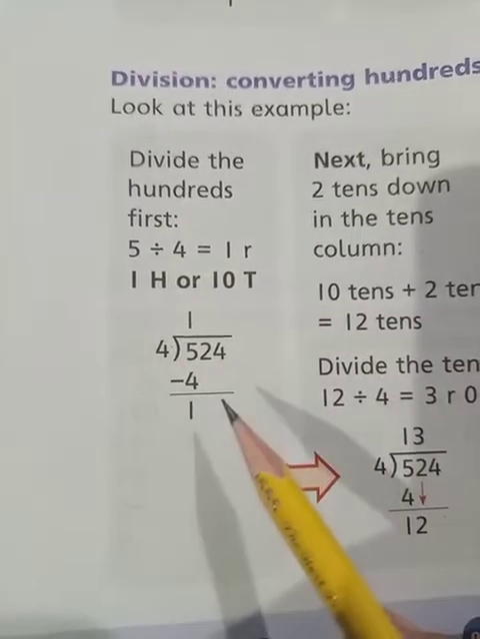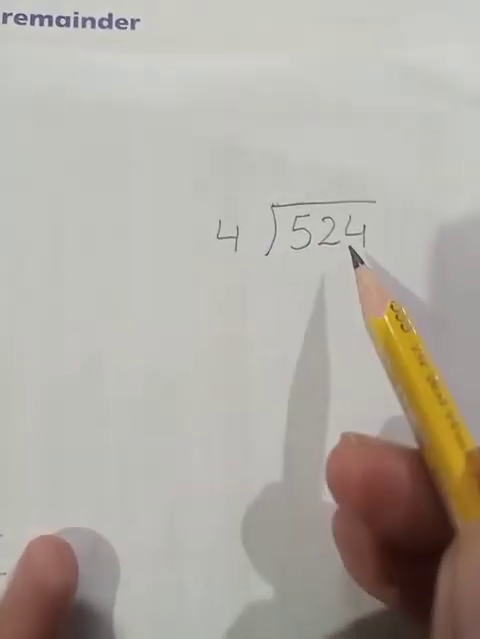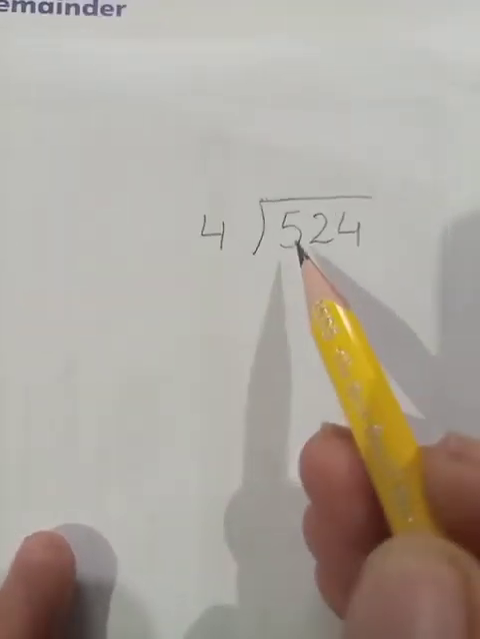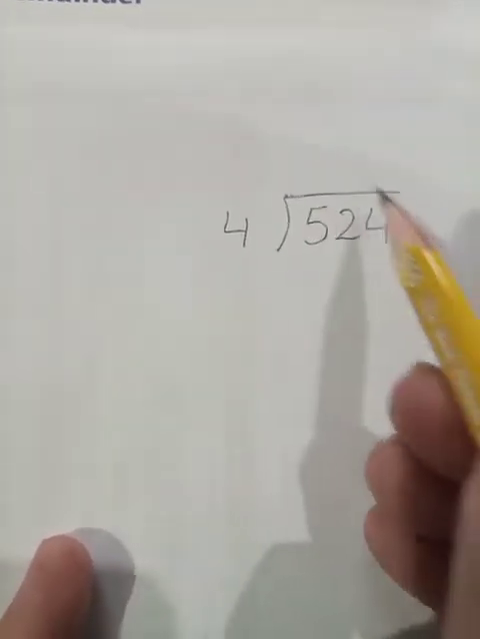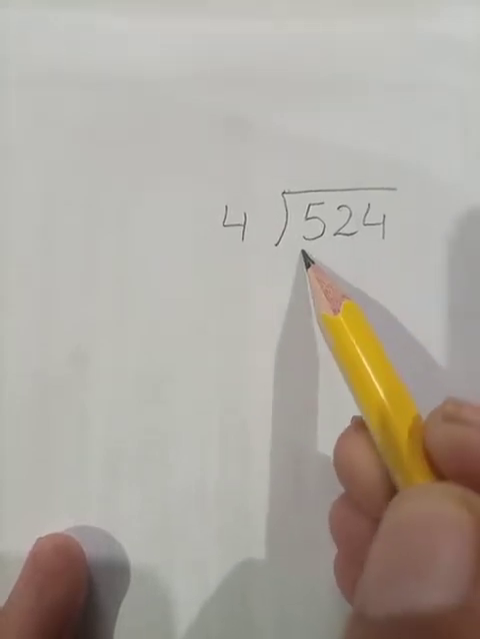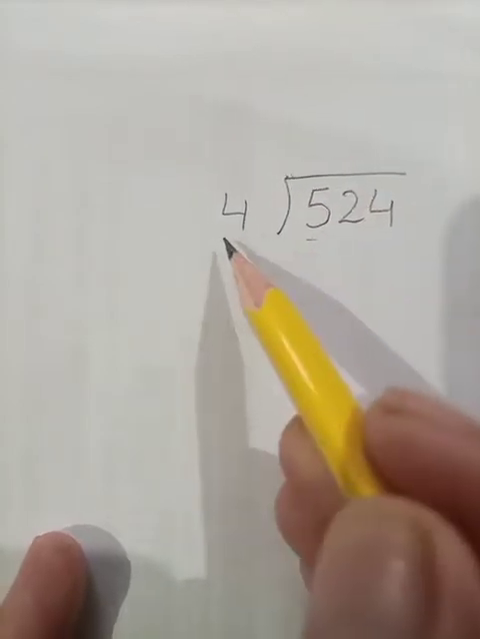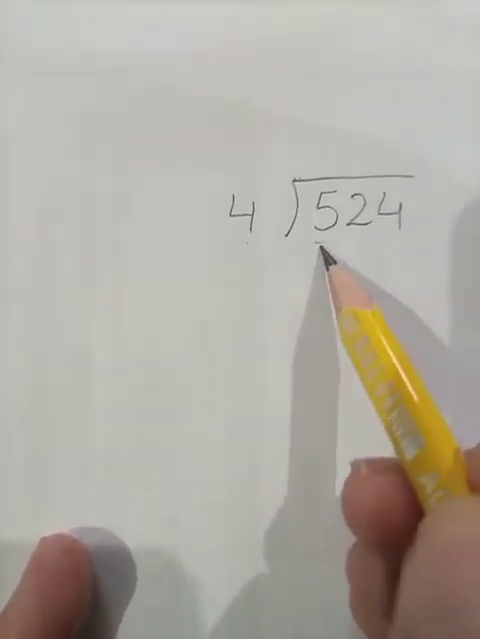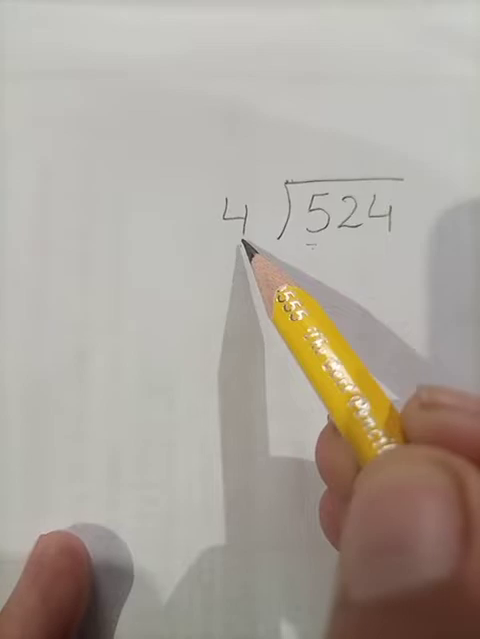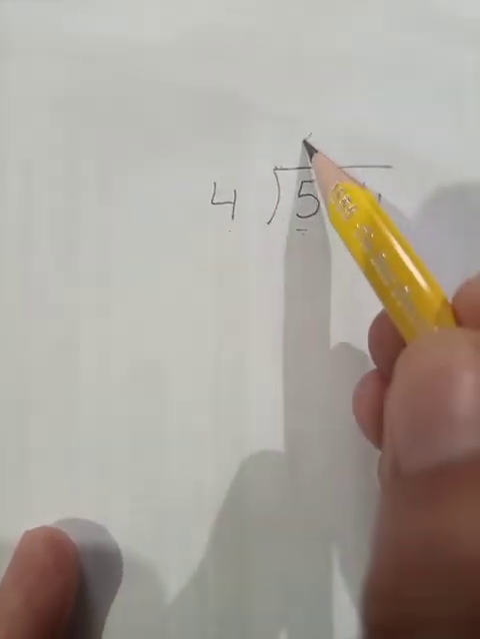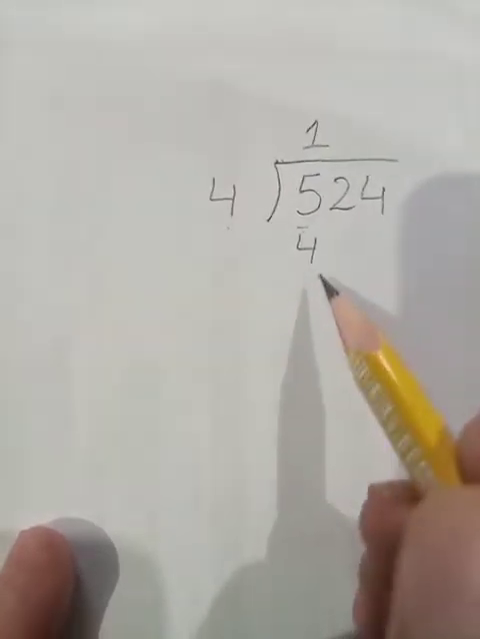Students, let's take the example and we are going to solve it in our notebook. Here is our example. So students, in this, 524 is my dividend, 4 is my divisor. So students, first of all I will take my first digit, that is 5. So I am going to divide the 5 in the hundreds place by my divisor. I will divide the hundreds first. Okay, so 5, here is my divisor 4. 4 ones are 4 and I am writing the 4 just beneath in the hundreds column.